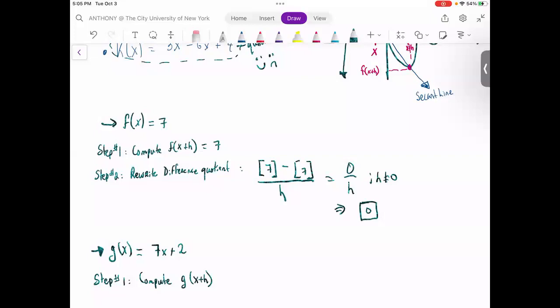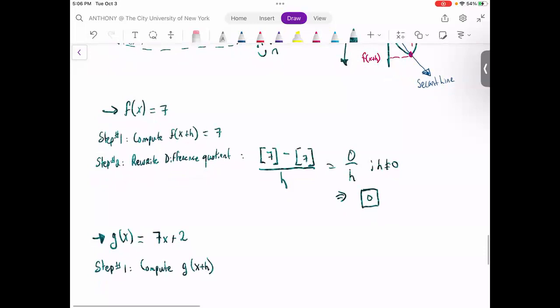If I compute g of x plus h, then that means that wherever I see an x, I'm going to replace it with x plus h. Now look at your function. How many times does x appear? Once, so you replace that x with x plus h. So this will give us 7 times x plus h plus 2.